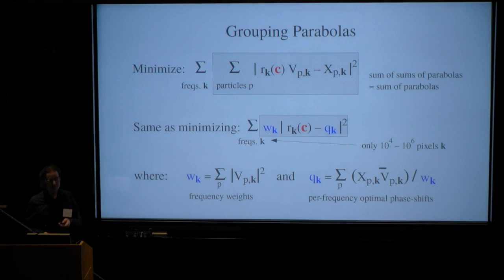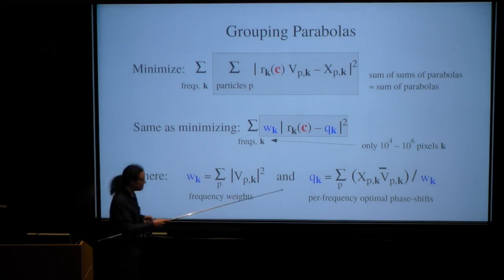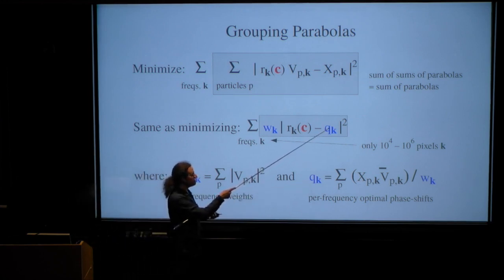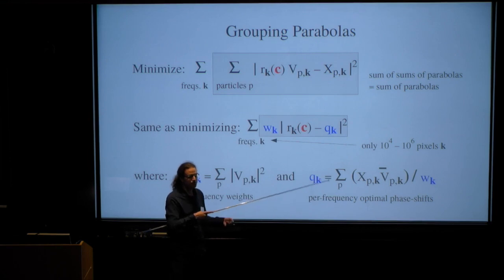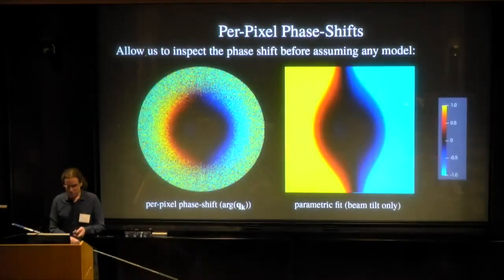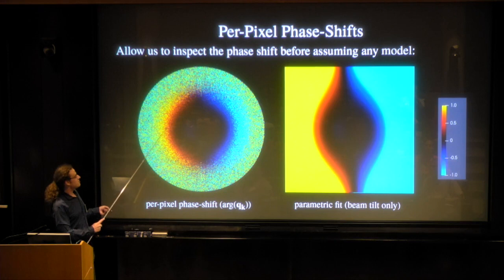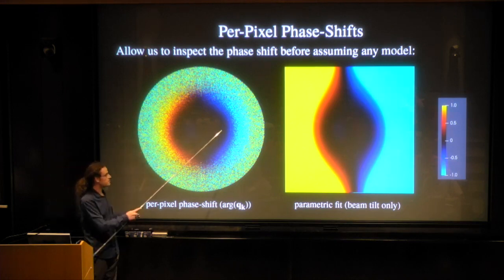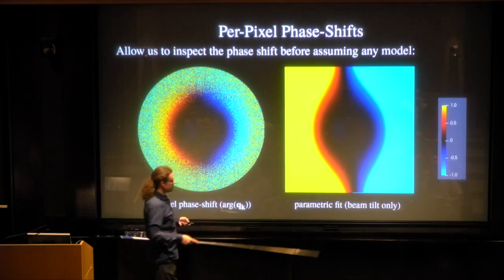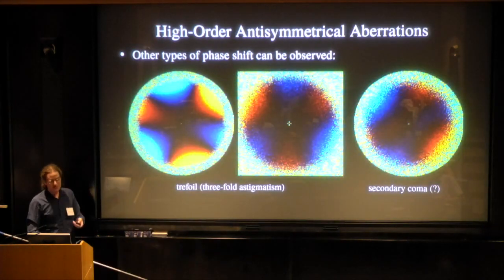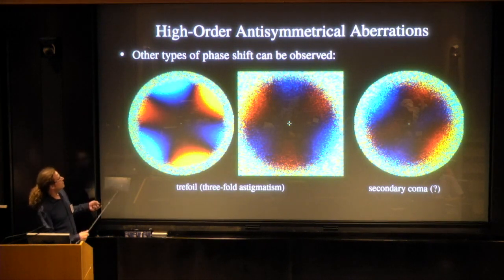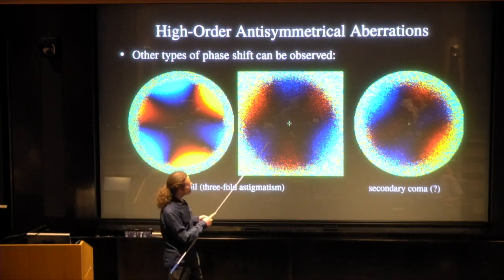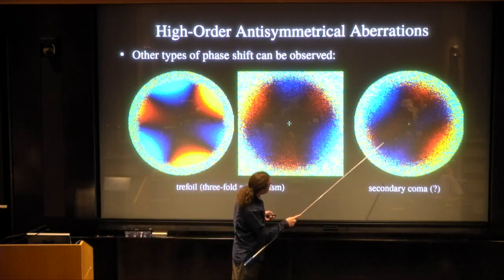But more important than making the problem tractable this way is that we can also inspect the per-pixel optimal phase shifts. So these Q are, again, numbers in the complex plane, somewhere close to the unit circle. And when we look at their phase angles, we usually see the signature of a beam tilt. That is a positive phase shift on one end and a negative one on the other, and a cubic growth in between. But in some cases, we actually see more interesting things, like these trefoil aberrations. This is the most extreme case, and we'll be looking at that a little more. Or another trefoil, and this thing that might be a secondary coma, but it's a little hard to tell.